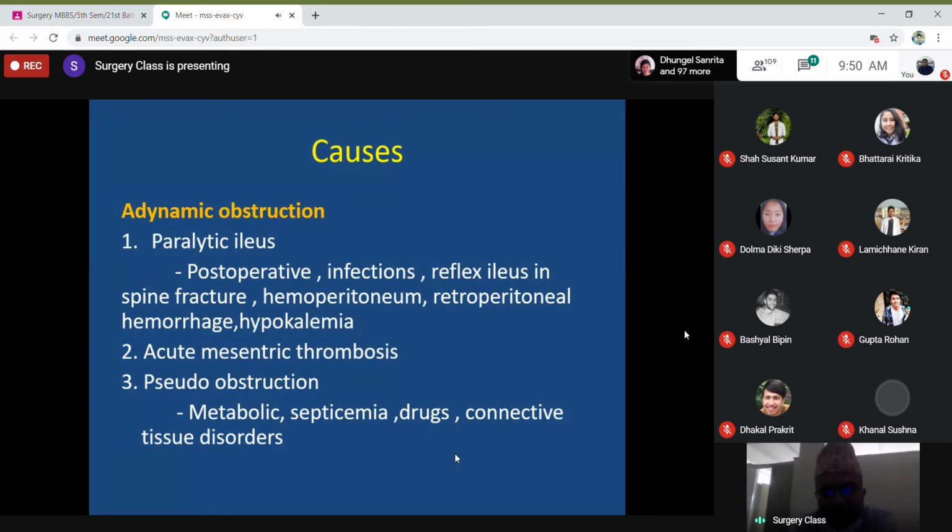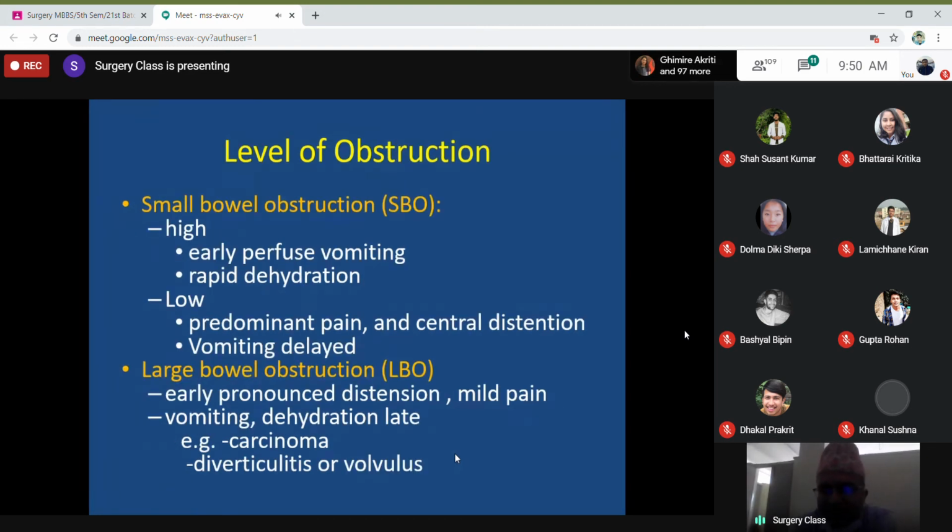Patient will have abdominal distension and vomiting, but there is no actual obstruction. Okay, so these are the metabolic and other physiological conditions which may result in dynamic obstruction. But though they are included, the management is always medical, not surgical. Remember.